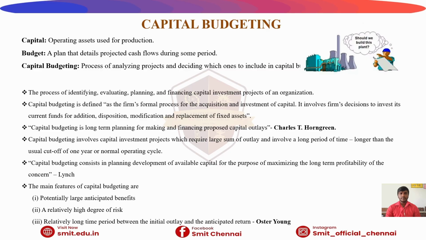Charles T. Horngren says capital budgeting is a long-term plan for making and financing proposed capital outlays. And Lynch defined it as planning the deployment of available capital for the purpose of maximizing the long-term profitability of the concern. Then key features of capital budgeting, according to Osteryoung, include potentially large anticipated benefits, a relatively high degree of risk, and a relatively long period of time between initial investment and expected return. Capital budgeting decisions typically involve large sums of money, have long-term implications, which means beyond 1 year, and are not easily reversed.